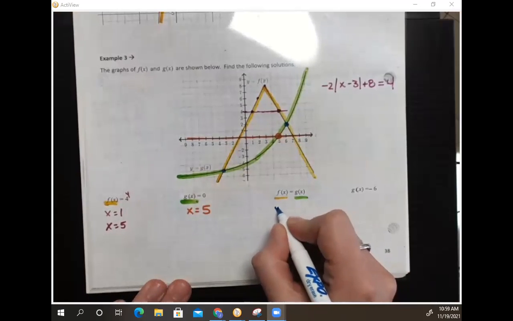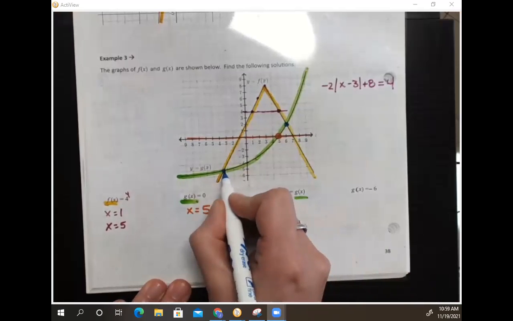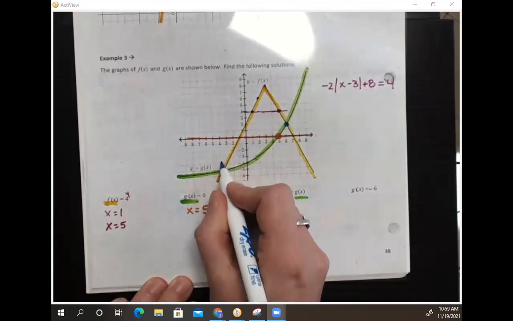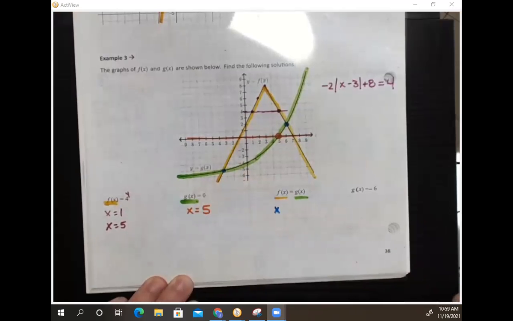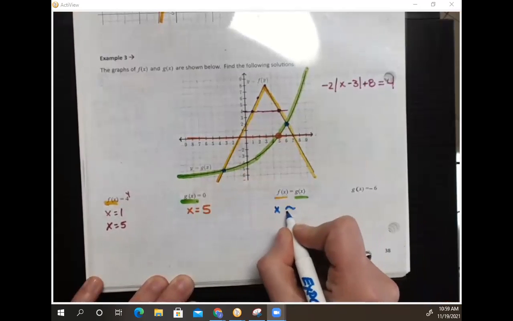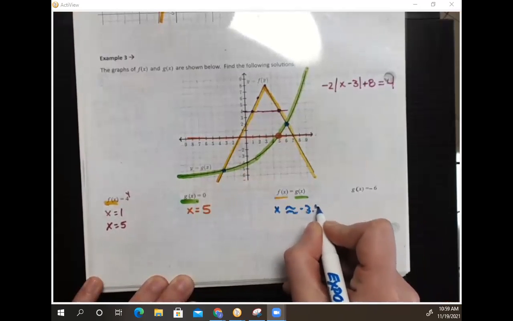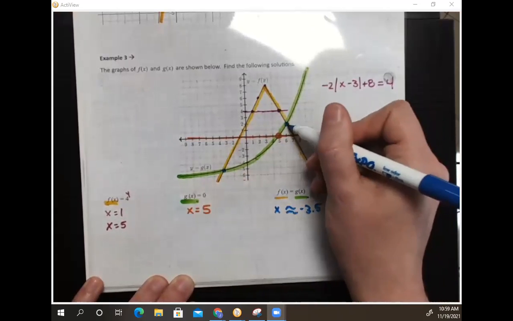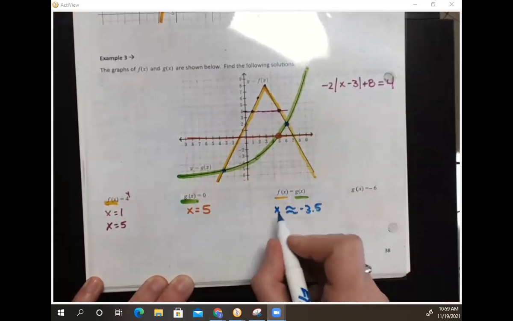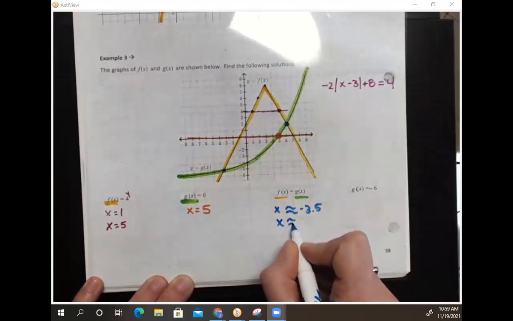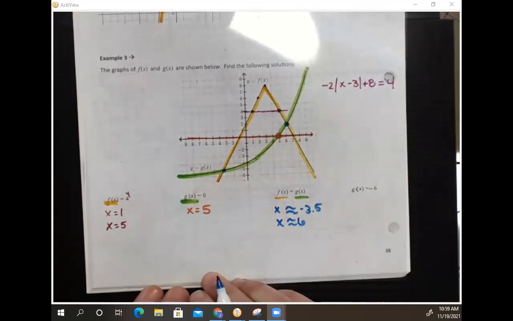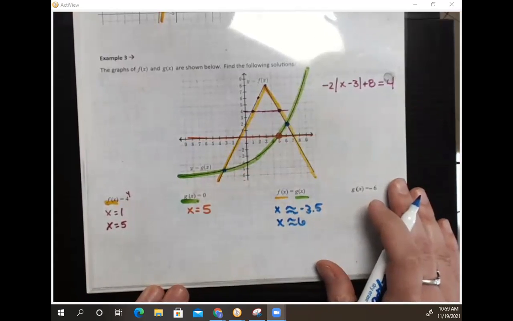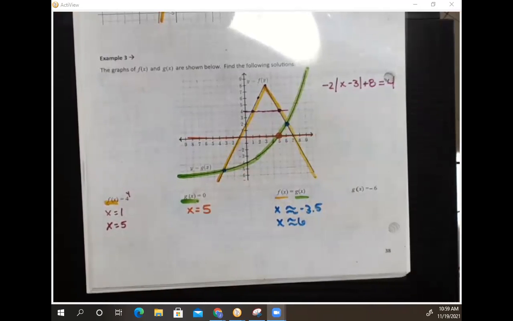So let's approximate those x values. This one's not at a nice spot, so I'm going to say it's maybe about -3.5. And then this one looks like it's about 6. Hard for me to tell with my coloring over stuff if it's exactly at that corner or not, but it looks like it's about 6.